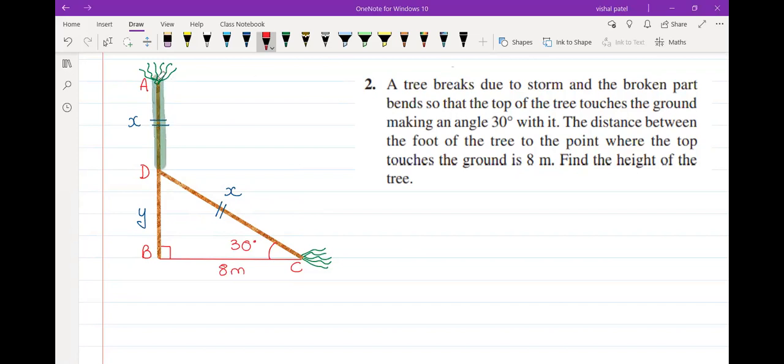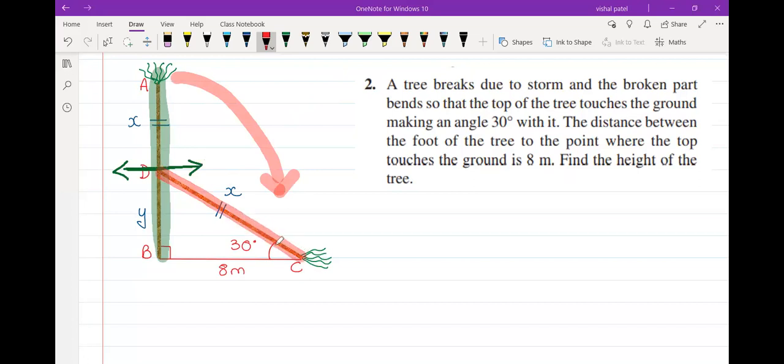Now this is the whole tree. See, I'm showing with the green highlight. ये पूरा tree है. Okay, now due to storm, what happened? The tree broke here. Okay, the tree broke here and this part bent. So ये part bend होके इधर आ गया. All of you understood the diagram?